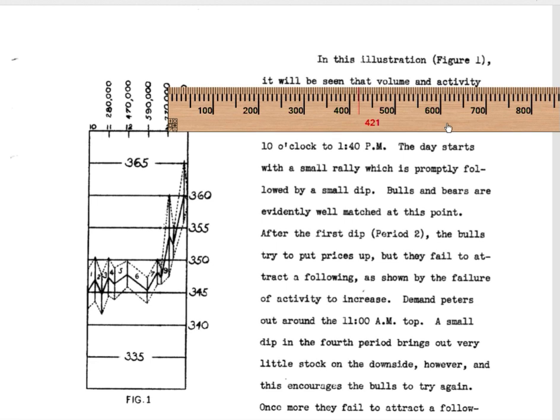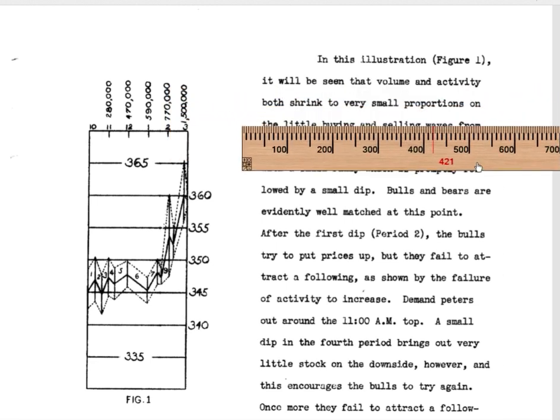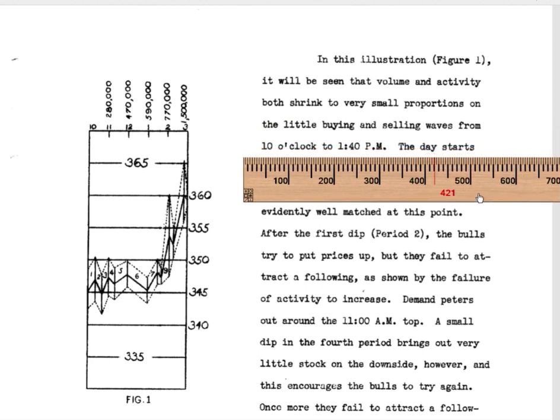Alright, so in this illustration, it'll be seen that volume and activity both shrink in very small proportions on the little buying and selling waves from 10 o'clock and so on. Before I go any further, notice now he's talking about volume and activity. In the prior example, where there was a study in Division 1, he used price and time. That is one method. Instead of price and time, you can also use volume and activity.